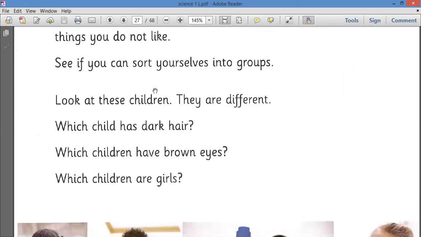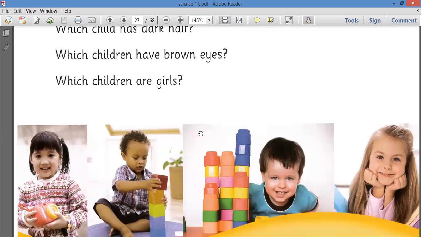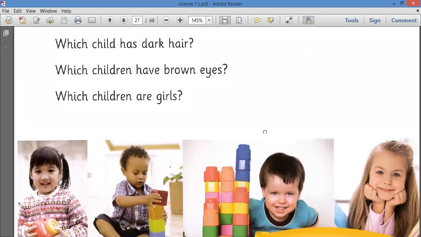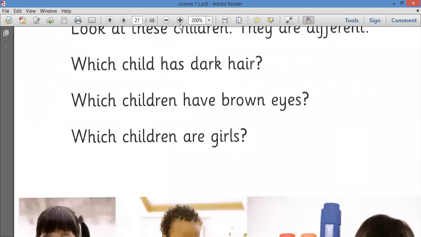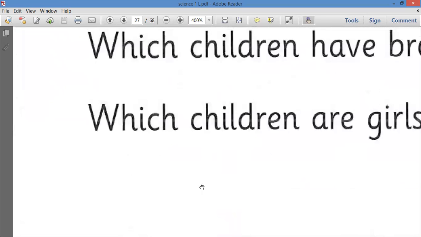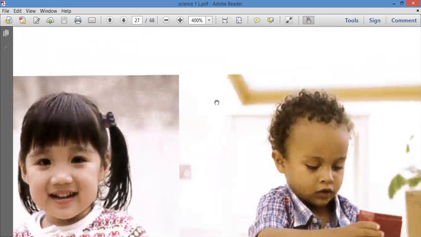Look at these children, they are different. Look, these are different. Which child has dark hair? The first girl has the dark hair. So, the girl who is wearing a sweater, she has the dark hair. Which children have brown eyes? For this, we have to zoom the picture and see them carefully. Okay, boys, focus on the picture.